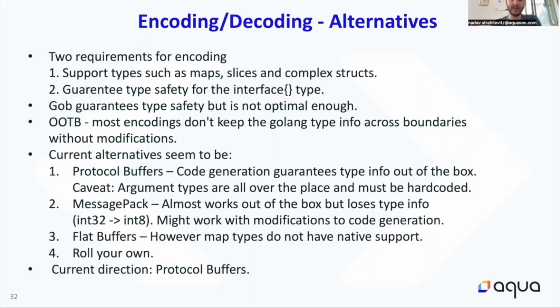Two, message pack. This almost works out of the box in code generation, but it can lose type info. For example, an int32 can turn into an int8 if it's stored in the interface type. With code generation, you can step in as the developer, but that is not ideal. Three, flat buffers. This is a very uniquely interesting solution since it is very fast. However, it doesn't support the map types in Golang. Finally, you can roll your own, but for obvious reasons, that is very error prone. So currently, protocol buffer seems to be the direction to go. Now, let's join Rafael for conclusions.